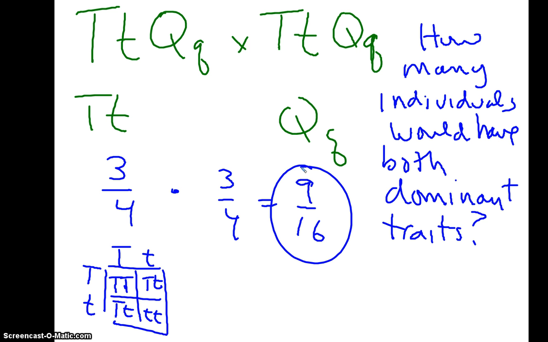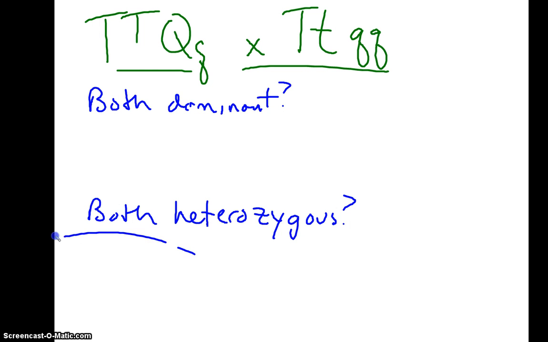So now let's look at one more example here. Again, we're going to use T and Q, but this time both parents aren't going to be heterozygous. My pen again, sorry, I apologize for that. Let's see if I can get this cleaned up. So what is the chance that both are going to be dominant?